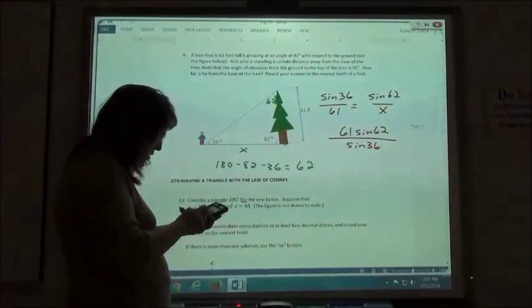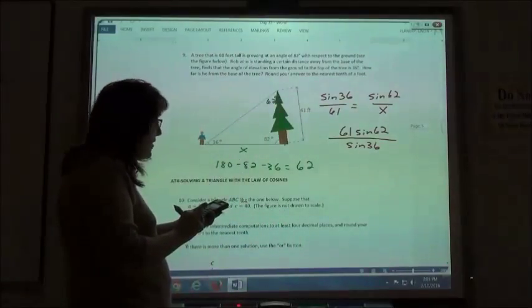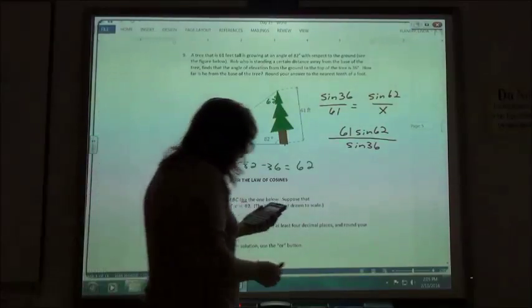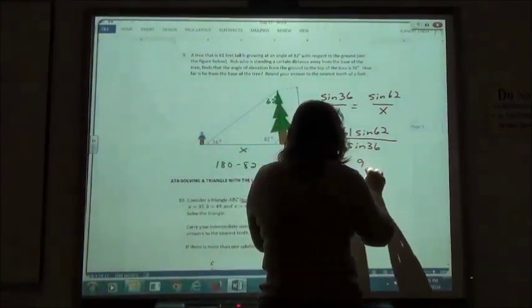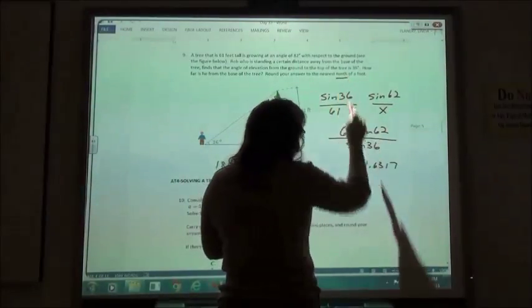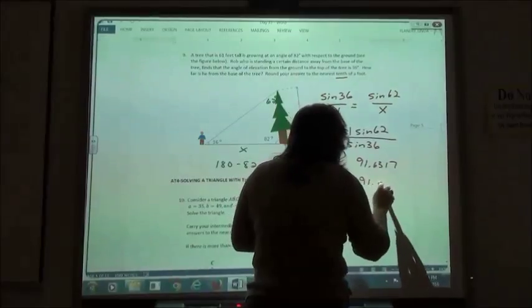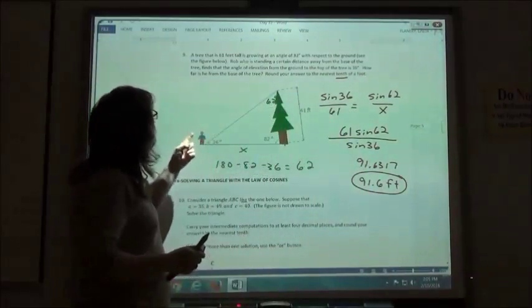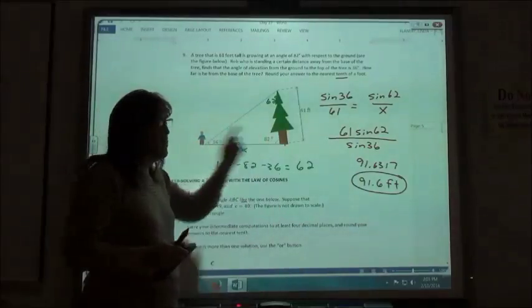So 61 sine of 62 divided by the sine of 36 gives me 91.6317, rounding to the nearest tenth again, 91.6 feet would be how far it is from this person to the base of the tree.